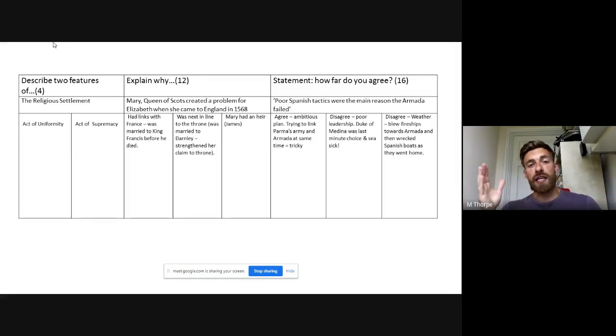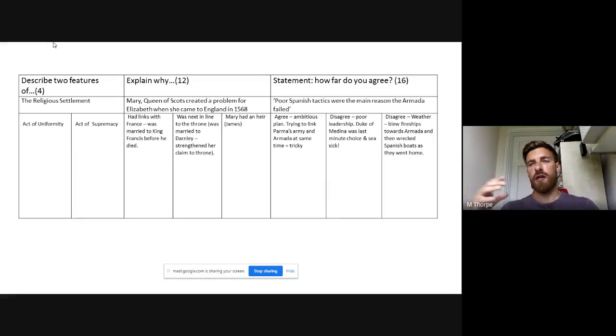The explain why question. So explain why Mary Queen of Scots created a problem for Elizabeth when she came to England in 1568. So you want 3 separate reasons. So I put down 1 is that she had links with France because she used to be married to King Francis of France. Second one was she was actually next in line to the throne, and the fact that she used to be married to a guy called Lord Darnley, who himself had a distant claim to the throne, meant that she was more of a threat, and that she was next in line because Elizabeth did not have an heir.